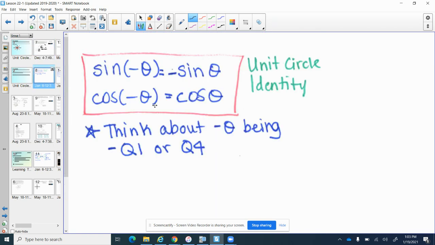So some of these cofunction identities, these are called the unit circle identities. This is something that you may want to have down either on your formula sheet or in a separate note sheet, talking about some of these identities moving forward.